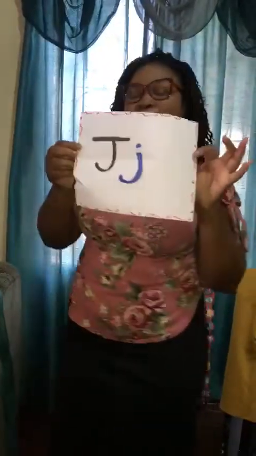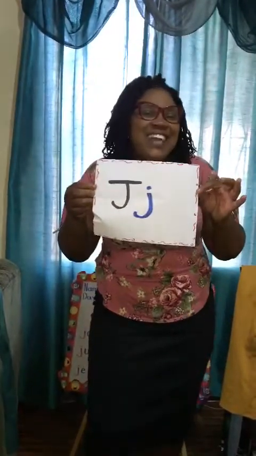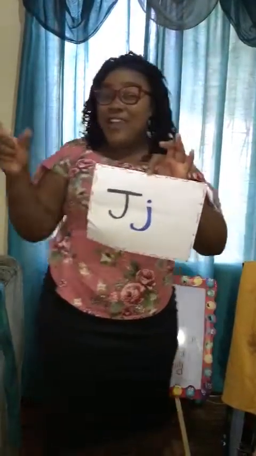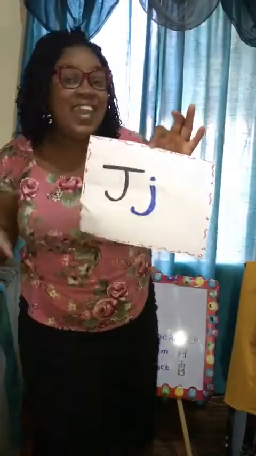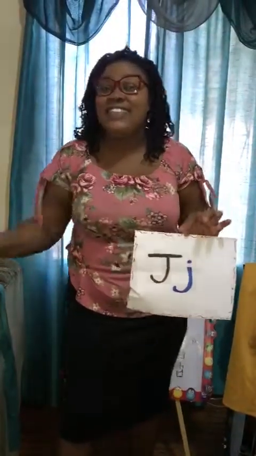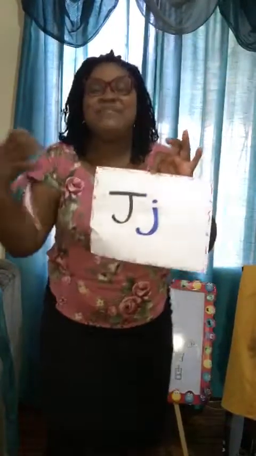Ooh, here it is. Who can tell me which letter this is? It is the letter J. Very good. Now we are going to make the sound that the letter J makes. The J says J, J, J. So you have to put your teeth together like this. J, J, J. The J says J.